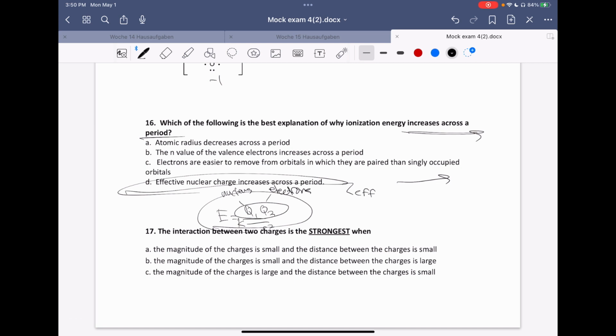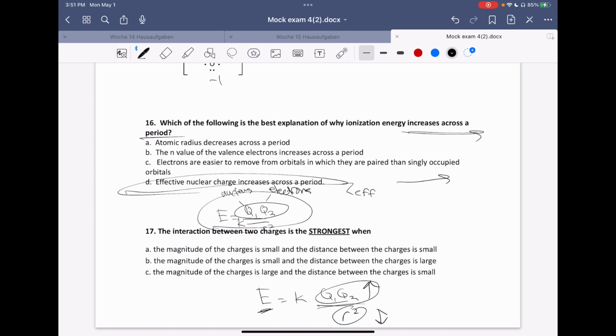The interaction between two charges is the strongest when, and we can think about this again in terms of Coulomb's law, K Q1 Q2 over R squared. If we want this value E to be the largest, we want this numerator to be large, and then we want R to be very small, just because there's an inverse relationship.